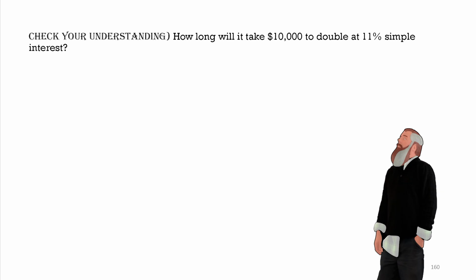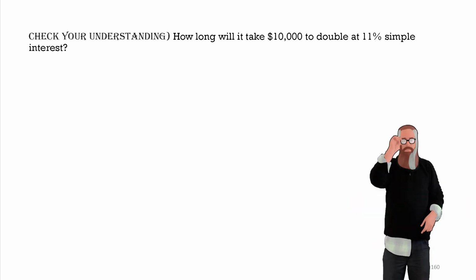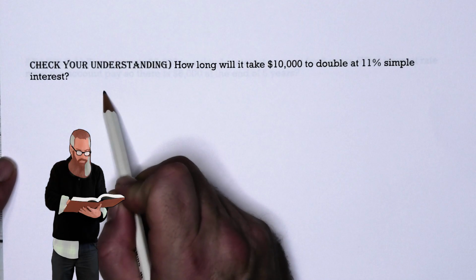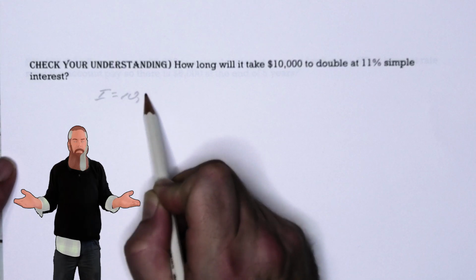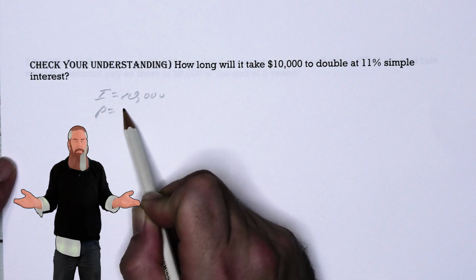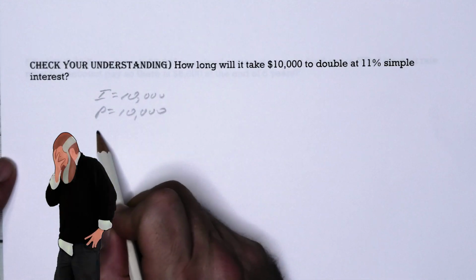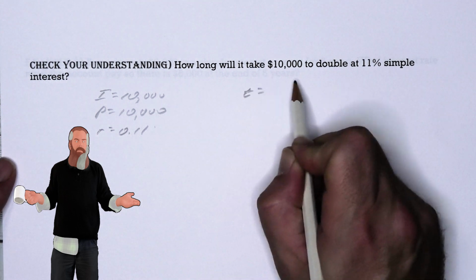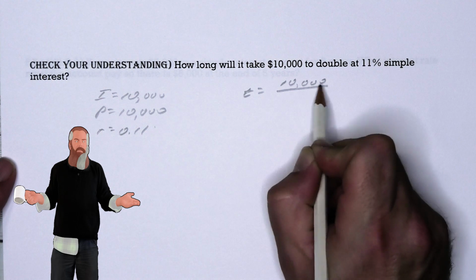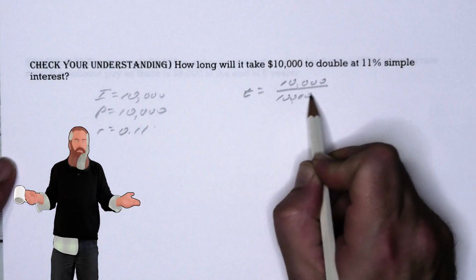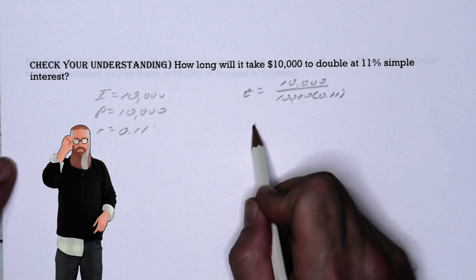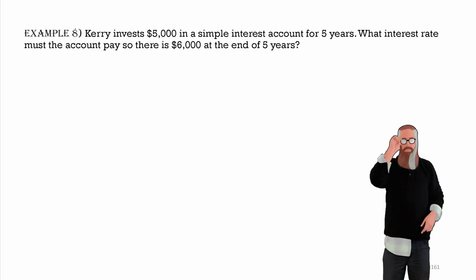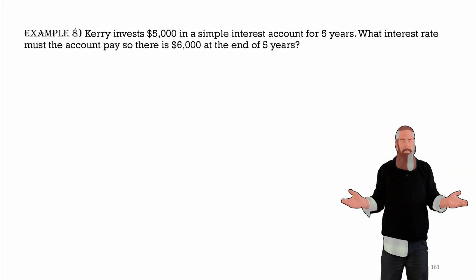Now, let's check our understanding and say, how long will it take $10,000 to double at 11% simple interest? The thing about saying that it doubles is I know the interest earned is $10,000. I also know the principal amount is $10,000. The interest rate given is 11% or 0.11. That means that the time will be equal to 10,000 divided by 10,000 times 0.11, which is 9.09 years, or 9 years.